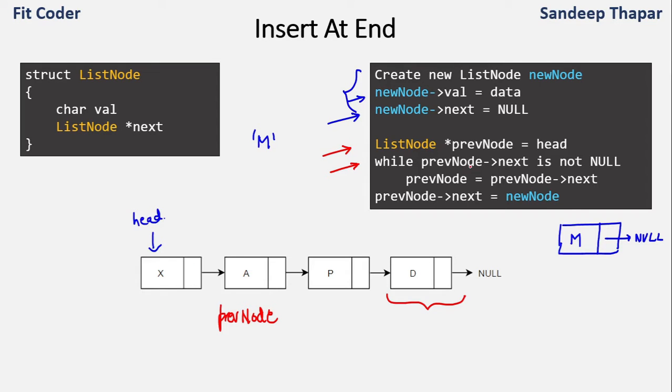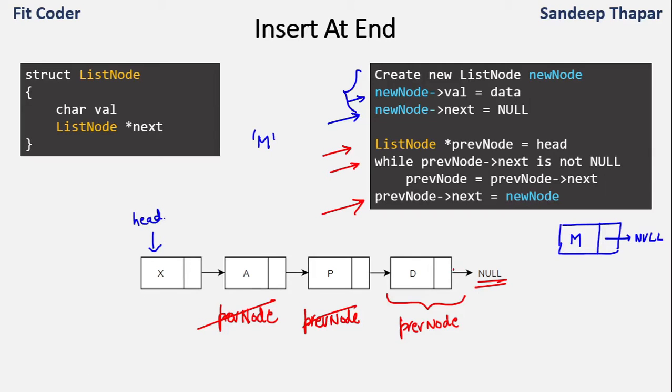We again check this while loop. Next is not equal to null, so previous node will now point to B. Now again previous node next is not equal to null, so previous node will now point to D. Now at D, previous node next is equal to null. So this while loop will break, and now previous node next will point to new node.